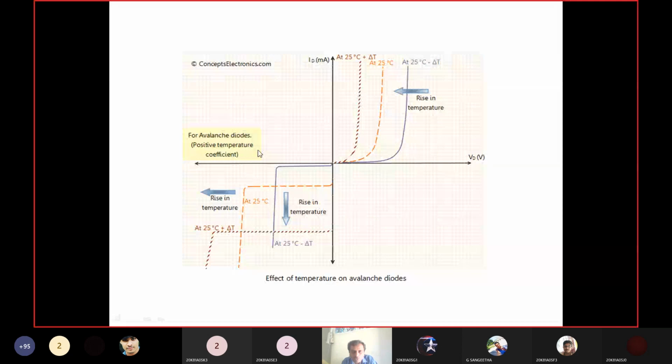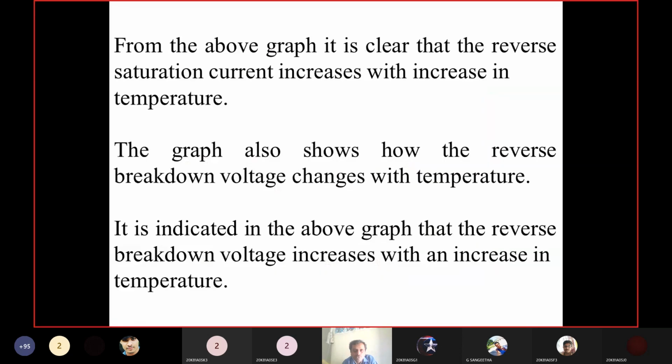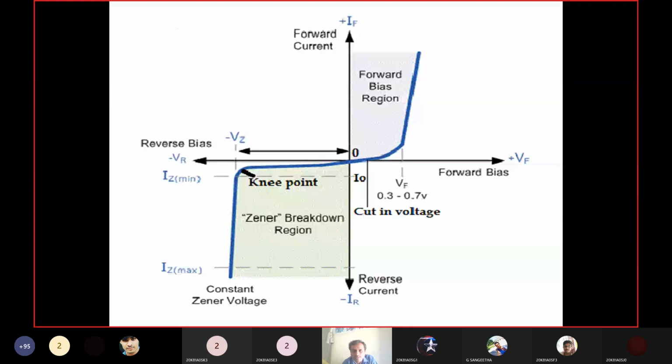Also, I will explain you. If you increase the voltage from 0 to Vz, the current is constant. After Vz, that is the Zener voltage, what happens? The current increases drastically. If you increase the voltage further, here the voltage is nothing but the applied voltage, what happens?